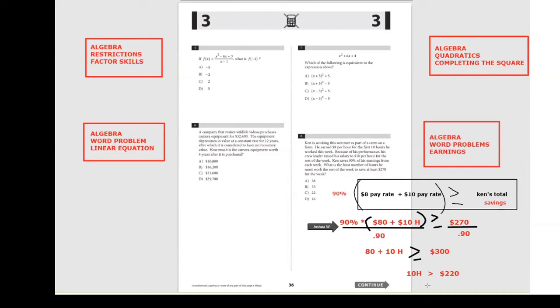Is that A, B, C, or D? C. Remember, it is greater than or equal to. So if he works on the farm, he can work 22 more hours at that farm, and he will have that much savings.